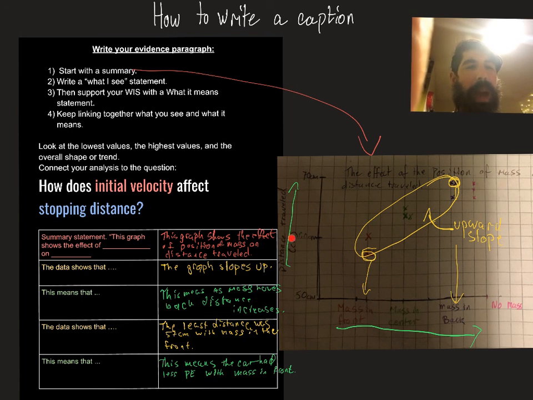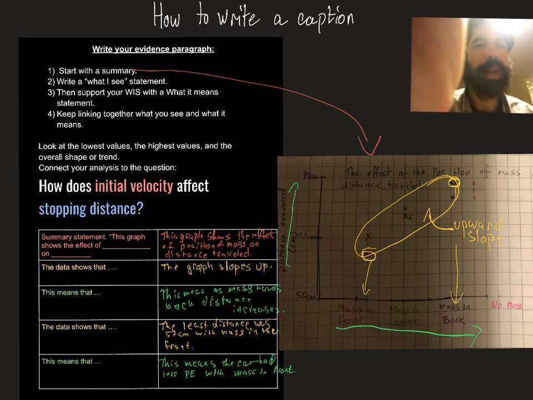A topic sentence or a summary of the graph, and then observation, inference, observation, inference, and you can stitch together a whole paragraph that way. Hopefully this graphic organizer is helpful and familiar.